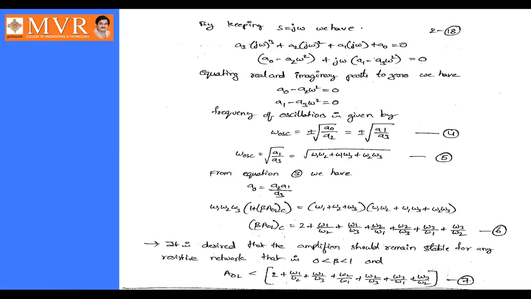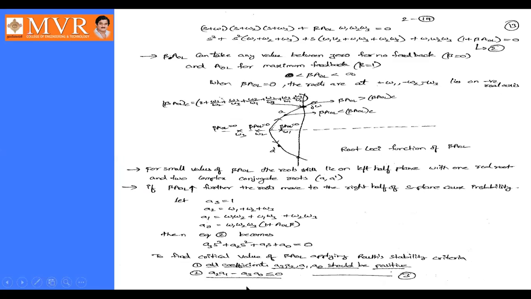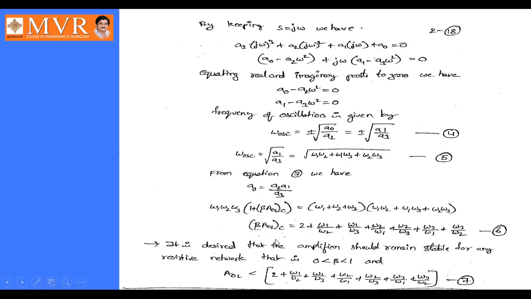From equation 3, what is this equation 3? The root stability criteria. From this equation we can write a2 into a1 is equal to a3 into a0. Already we have discussed this. So from this equation we can write a0 is equal to a2 into a1 divided by a3, and that is what we write here.